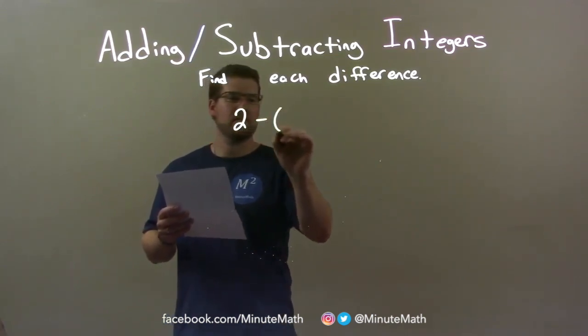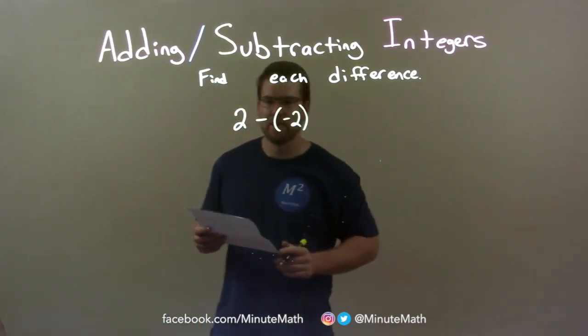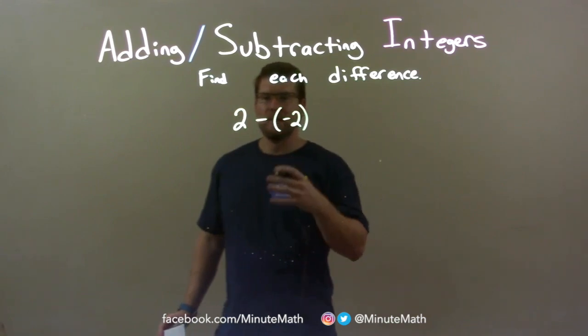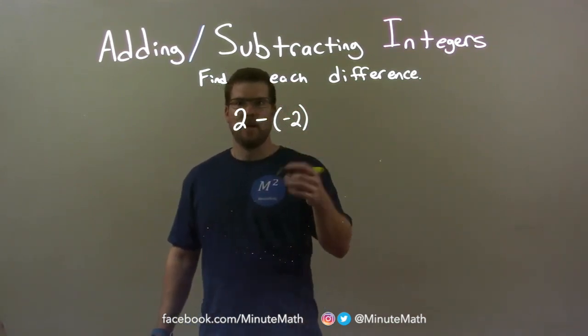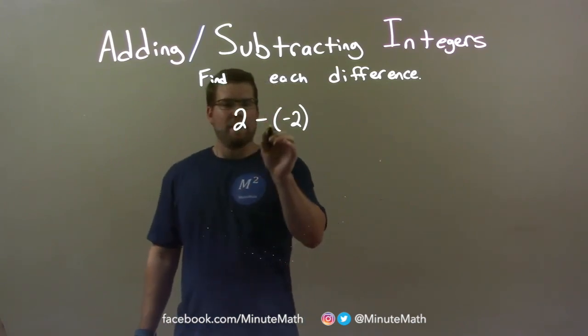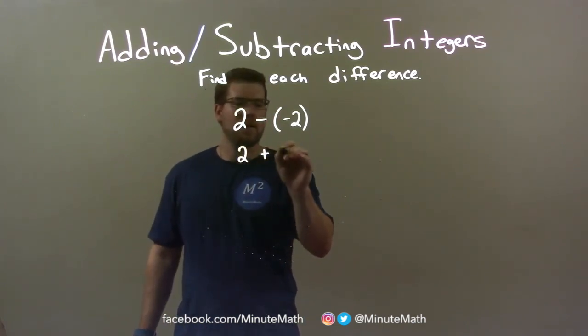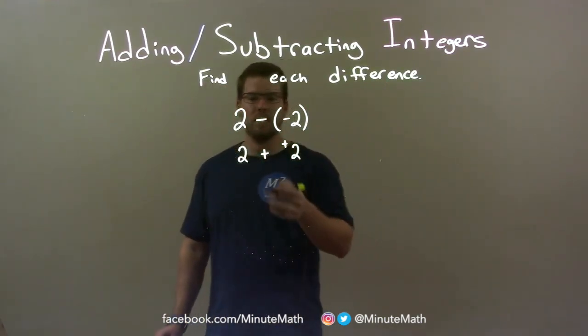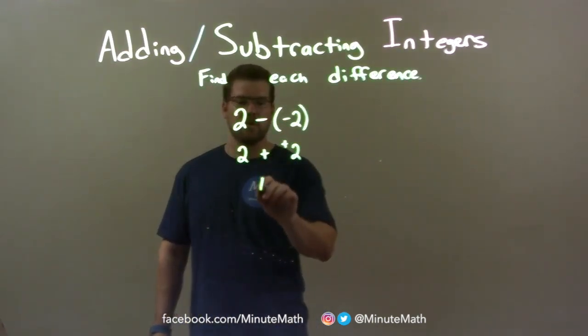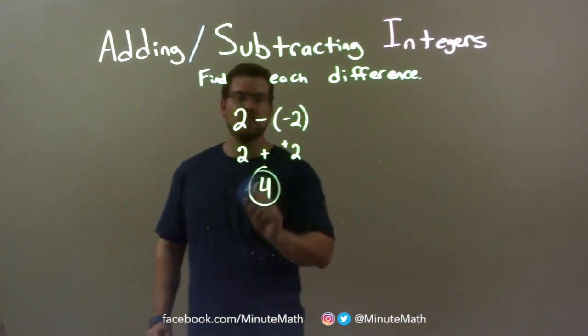2 minus a negative 2. Well, one thing I like to do is, if we have a minus and a negative, I can make them a plus, a positive. So that minus and negative 2 becomes plus a positive 2. So minus a negative is plus a positive. Well, 2 plus 2 is just 4. So our answer here is just 4.